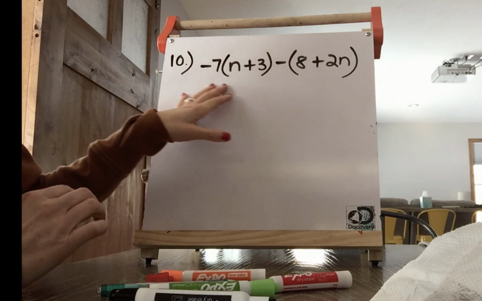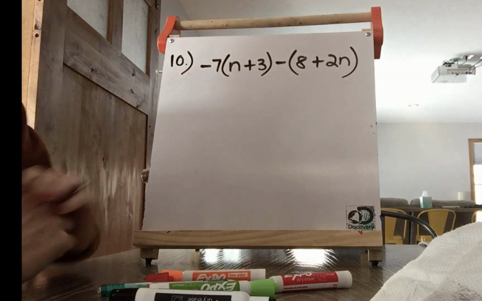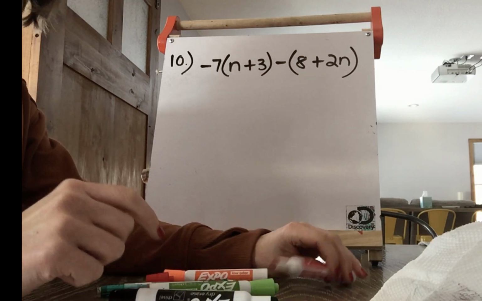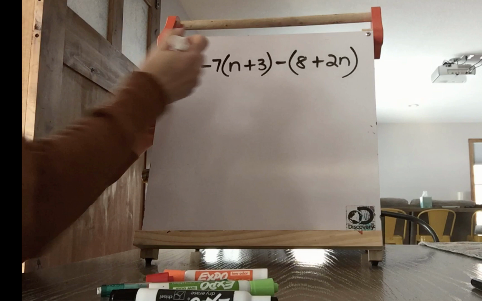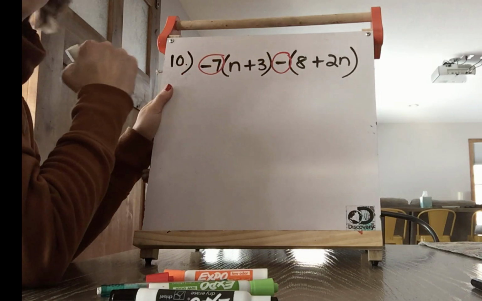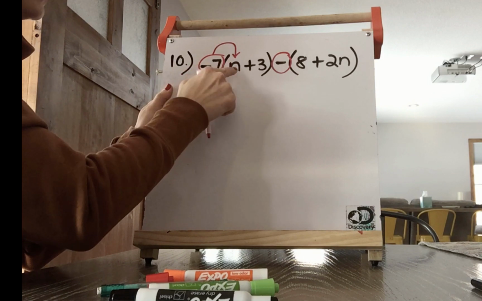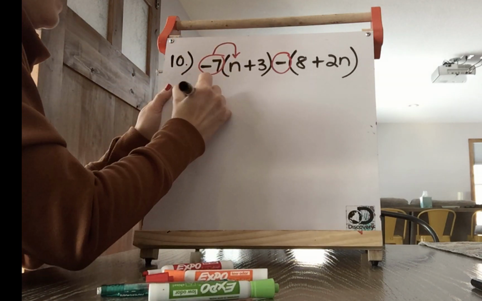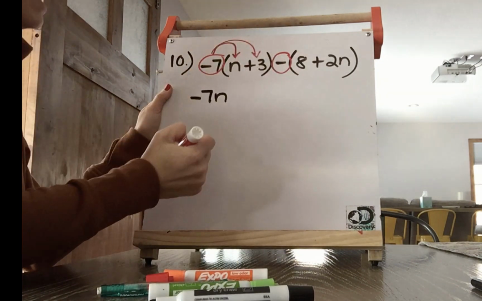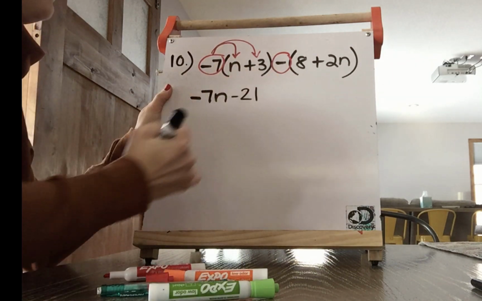7th graders, with number 10, our job is to simplify and then evaluate. We simplify first because literally it means to make the math problem easier. So we're going to ask ourselves, is distributive property present? Yes, it is. I have 2 mama birds. My first one is a -7. My second one here is a -1. So -7 times n, which is the same as 1n, is going to give me -7n. -7 times 3, it's a positive 3, is going to give me -21.